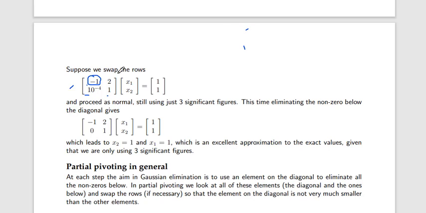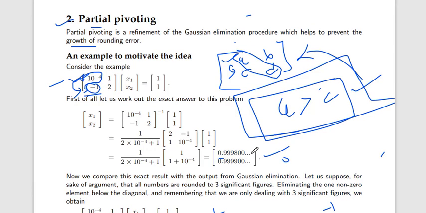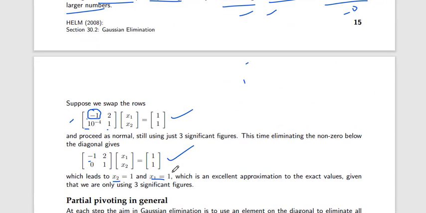So we will swap the row. Now we will use Gaussian elimination. Simple, and we will get the answer as x2 is equal to 1 and x3 is equal to 1. Here same. Okay, x2 and x1 is equal to 1. So with this method, the inverse method and Gaussian elimination, we will get the right answer.